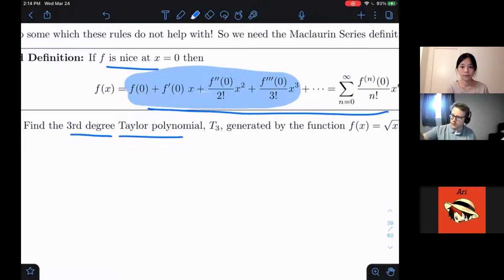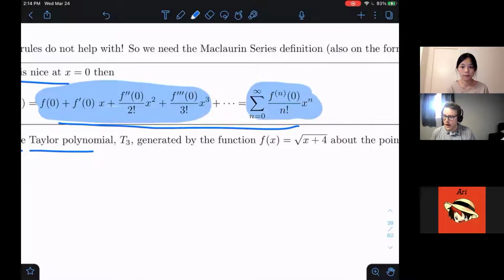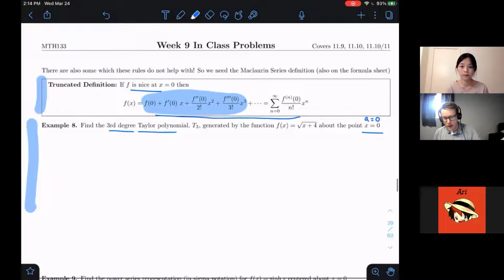After that, you'll have a 4th degree and a 5th degree and so on and so forth. And it does continue on forever if you want to have the Taylor series. But if you're just interested in a Taylor polynomial, right, then you stop where it tells you to stop. And so, okay, well, let's go ahead and plug in 0 here.